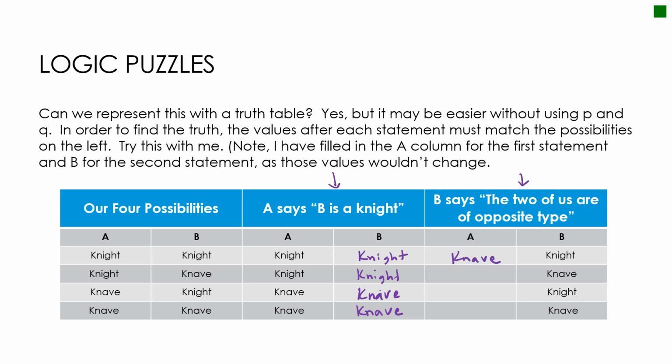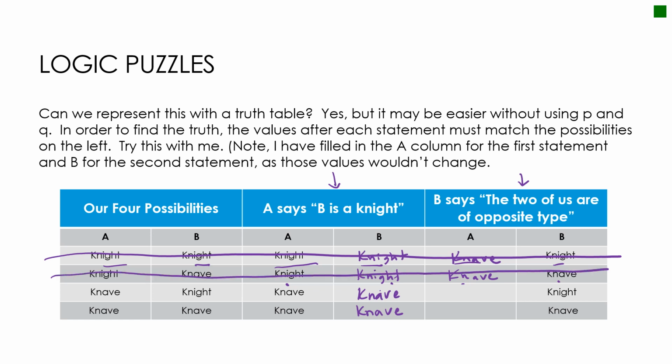So we can see that this is knight, knight, which matches what I had over here, but this is knave, knight, and so this one's not going to work. Let's look at the next row. B is a knave. B said the two of us are opposite types, so he's lying. So this guy's a knave. This is knave, knave. This is knight, knight. These don't match, and they don't match what I started with either, so that row is not going to work.